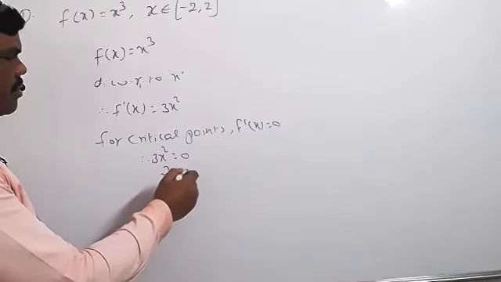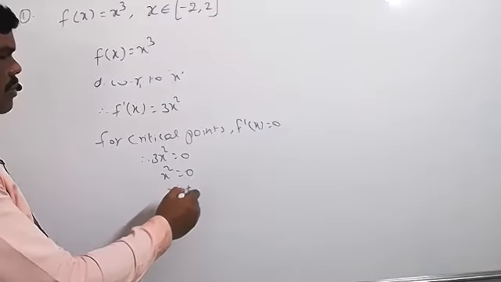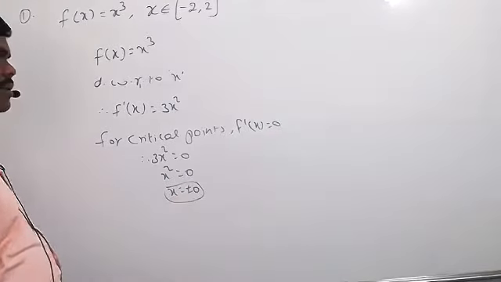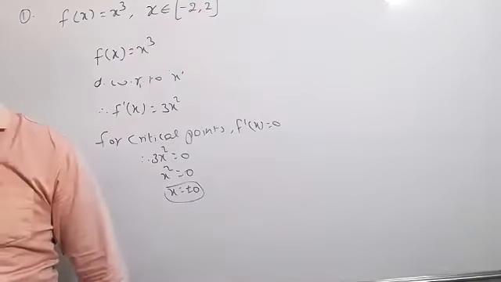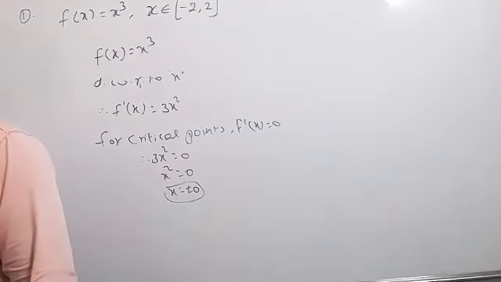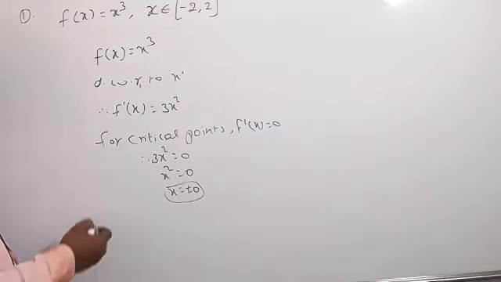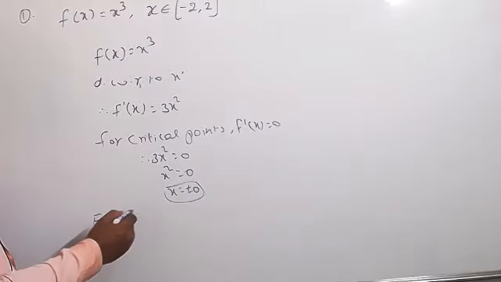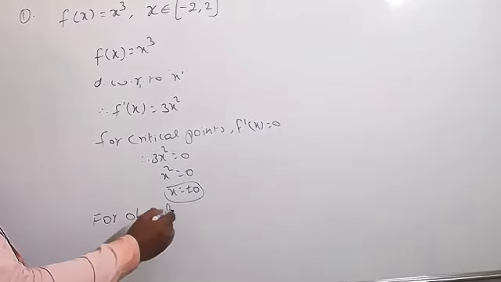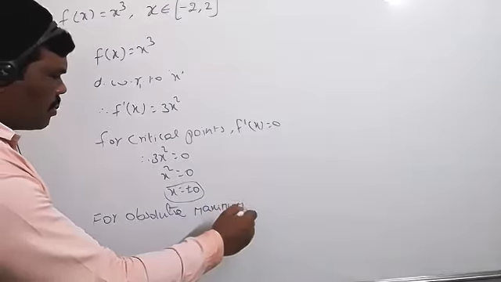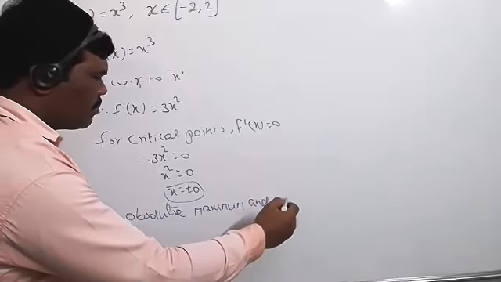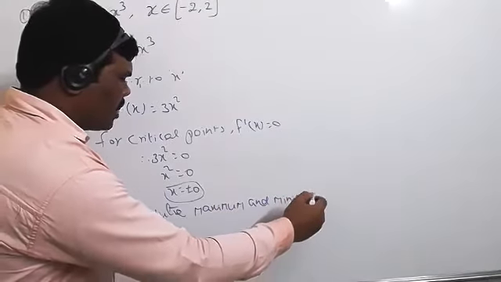So x square equal to 0, so x equal to 0 only. Clearly 0 lies between minus 2 and 2 also. Now we have three points, and we can find the values for absolute maximum and minimum.